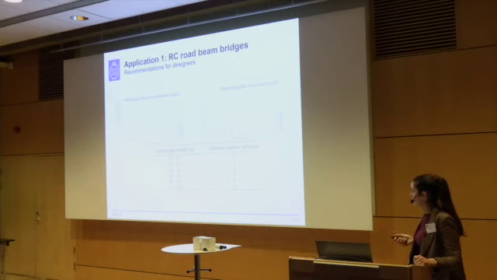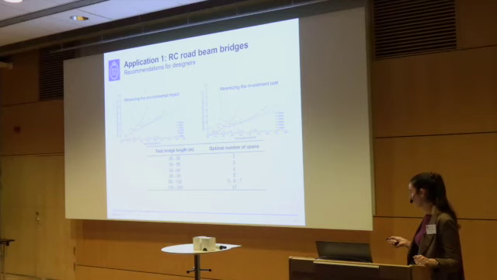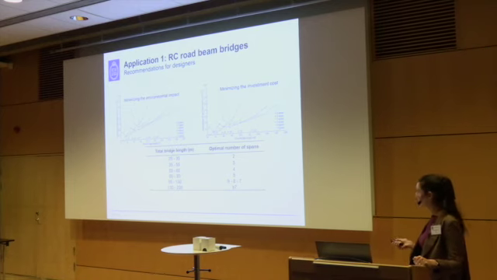Now I try to draw recommendations for designers. This is one of them. So I try to study different total lengths of the bridge, the x-axis, and again, minimizing once the environmental impact, once the investment cost. And I try to study different numbers of spans. So if I put together the results of these 2 graphs, once again, they agree with each other, so I can come up with just one table that tells the designers, if you need a certain length, let's say a 60 meters long bridge, then you should go for 4 spans if you want to minimize cost and environmental impact.